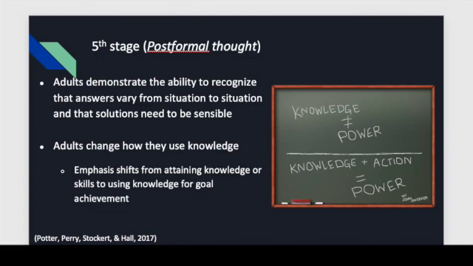incorporated by other developmentalists. Research today supports that adults do not always arrive at one answer to a problem, but instead accept several possible solutions. Adults demonstrate the ability to recognize that answers vary from situation to situation and that solutions need to be sensible. Adults change how they use knowledge. They emphasize a shift from attaining knowledge or skills to using knowledge for goal achievement. And adults incorporate emotions, logic, practicality, and flexibility when making decisions. That is why developmentalists added this 5th stage, which also occurs in adults.